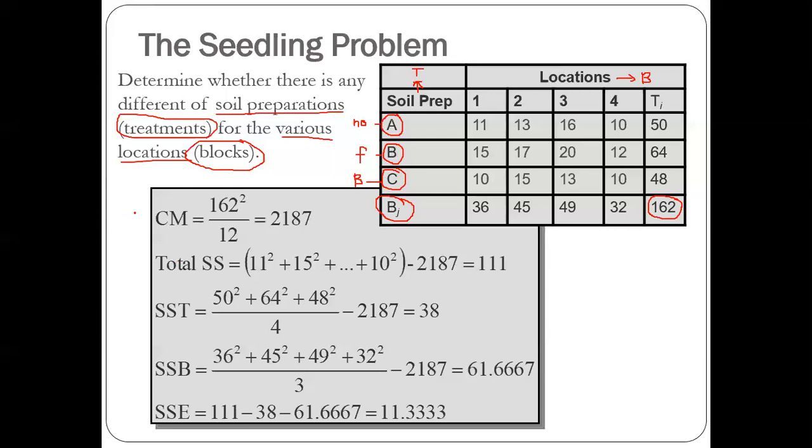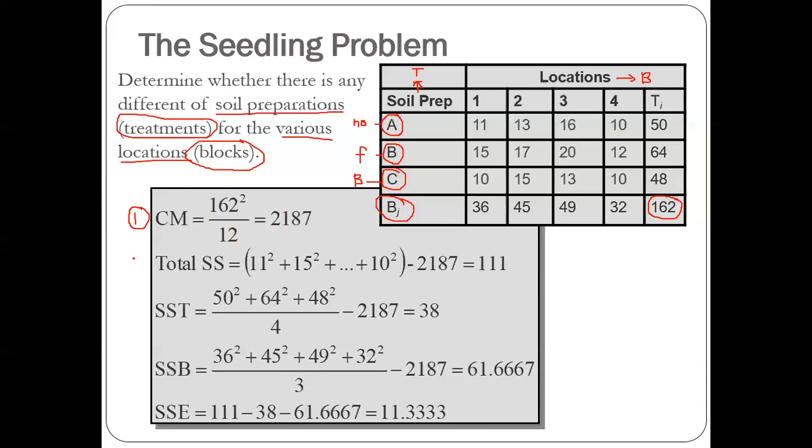The first step is we need to find the value of CM. When we refer to the formula, it is the total value squared divided by the value of n. So n here refers to 12 because we have 4 locations and 3 blocks. So 4 times 3 we get 12. Okay, so 162 squared divided by 12, you will get 2187.